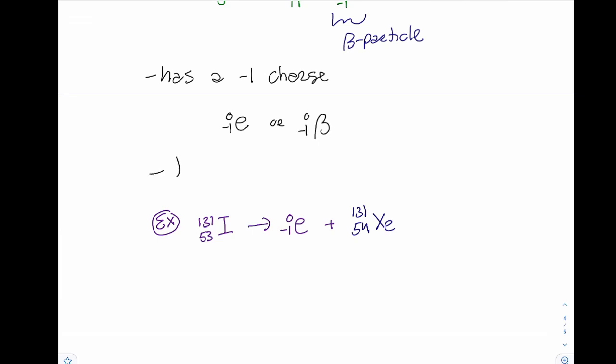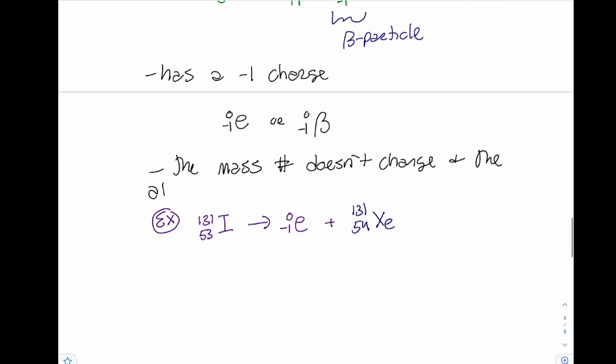We can actually write this down. The mass number doesn't change. But the atomic number, which is Z, the atomic number, increases by 1 when a beta particle is ejected.